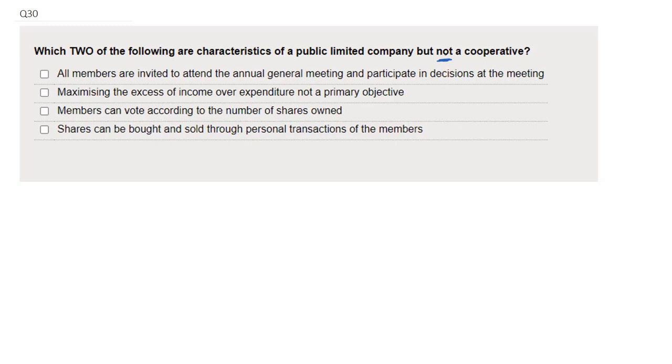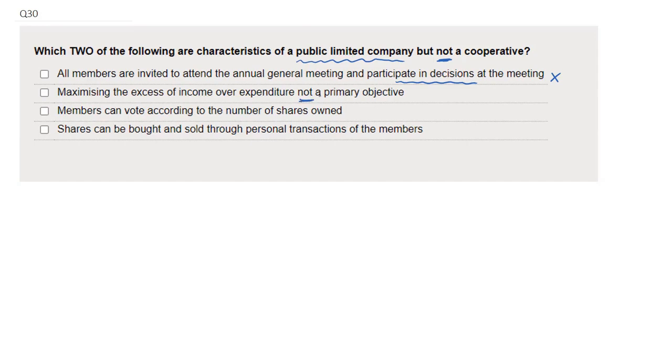First one, all members are invited to attend the annual general meeting and participate in decisions at the meeting. Well, is that a characteristic of a public limited company? Members or shareholders are invited to attend the annual general meeting, and yes, they can vote on some matters, but I'm not convinced that they will be participating in decisions at the meeting. That reminds me more of how meetings would be run in a cooperative, so I don't think that's the right answer.